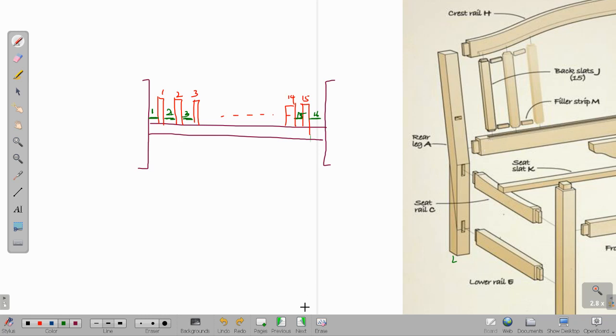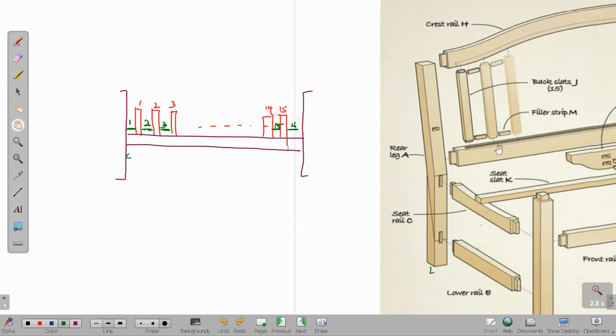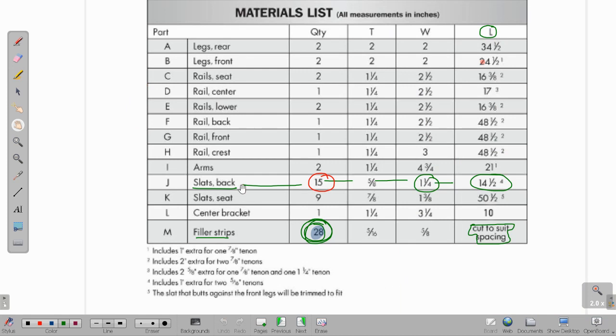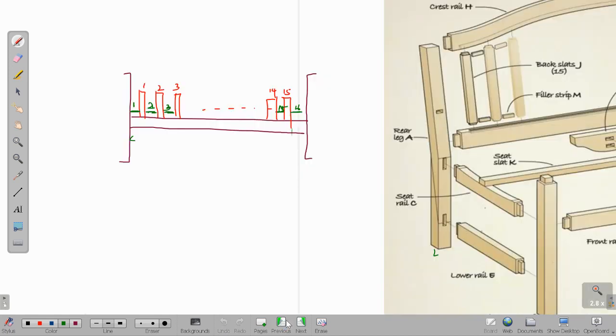Now, to find the answer to the length, we just need to get this length, this rail. What is the name of that? I keep forgetting. The back rail. Let's look at the length of the back rail. The back rail length is 48 and a half, and this number 2 is given, saying there is an extra 2 inch for the tenons. So 48 and a half, and the extra 2 inch for the tenons.